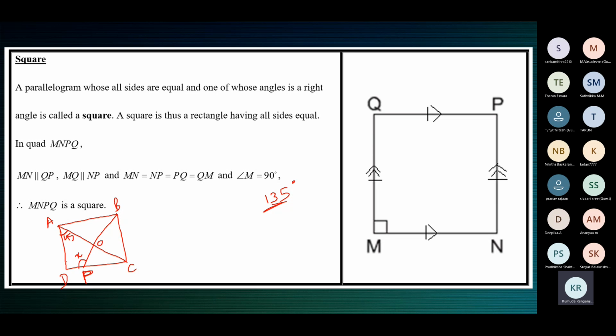What's the measure of this angle at D? What's the angle at D? We can't wait for a long time. It's 90 degrees. Now, if you look at AOPD as a quadrilateral, AOPD, is it a quadrilateral? Is AOPD a quadrilateral? Yes, ma'am.